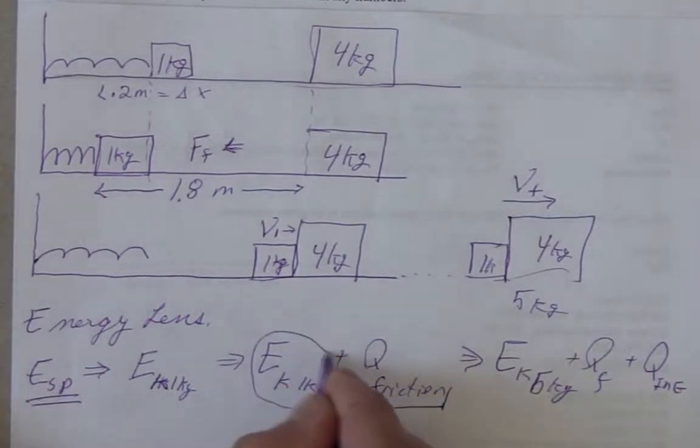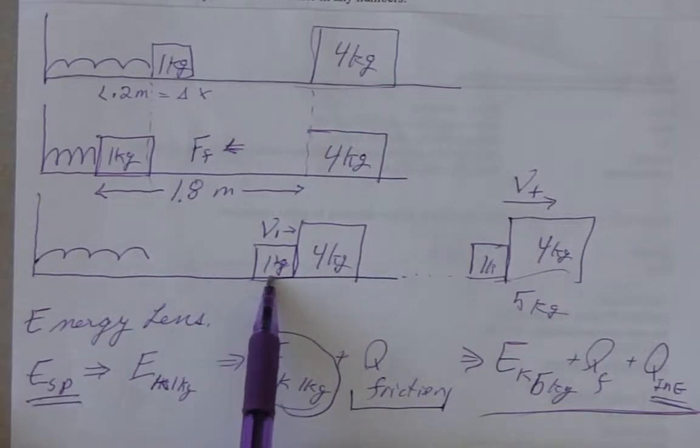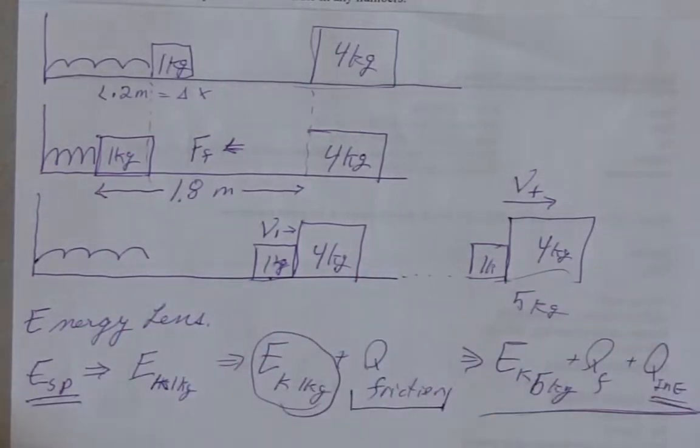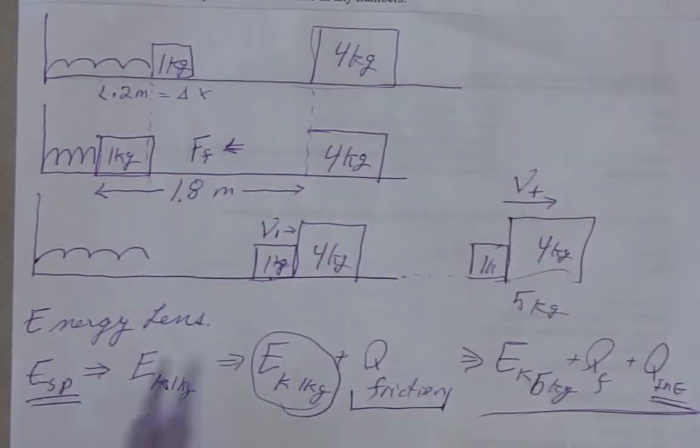So I can calculate the kinetic energy of this guy before they hit. I don't know this. So an energy lens is not going to get me to the very end. It'll only get me to this final speed. But then when I have a collision, I know I conserve momentum because there's no outside forces. So I can go forward and try to calculate this.